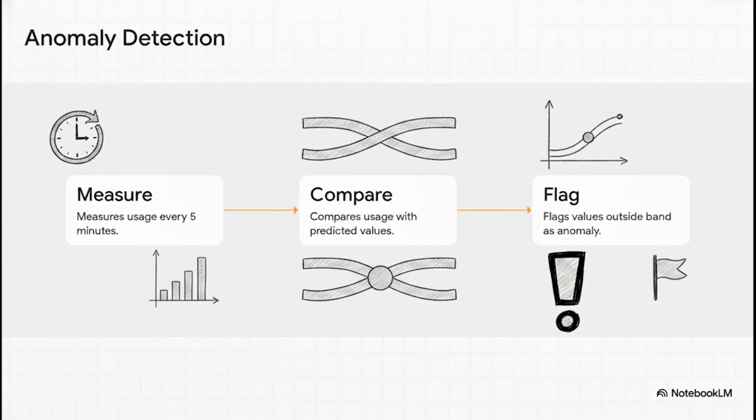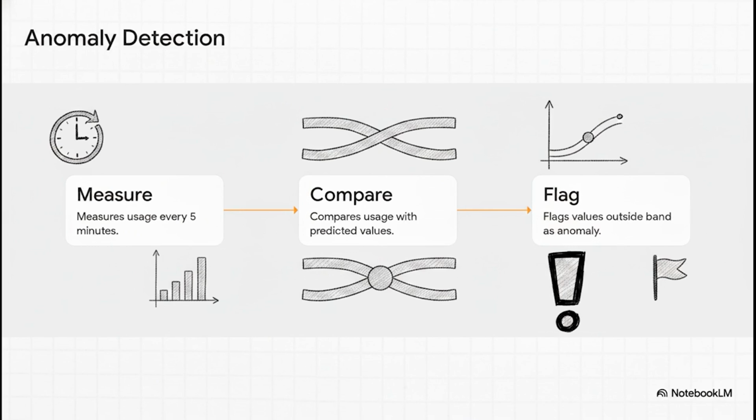So how does that actually work mechanically? Well, you need to know this exact 3-step mathematical process for the exam. Step 1. The anomaly detection module measures usage every 5 minutes. I'm going to repeat that because it is a prime exam question. It pulls data every 5 minutes.